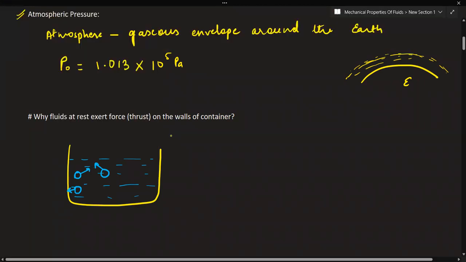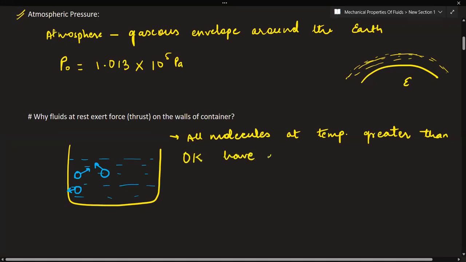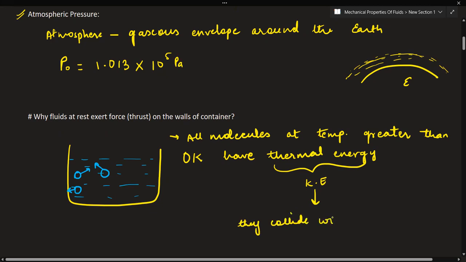So I will write it down for you. All molecules at temperature greater than how much? 0 Kelvin. 0 Kelvin, yes. Greater than 0 Kelvin have thermal energy, or basically this thermal energy is the kinetic energy. And due to this kinetic energy, they collide with the walls of the container. Just note this down also, this much.